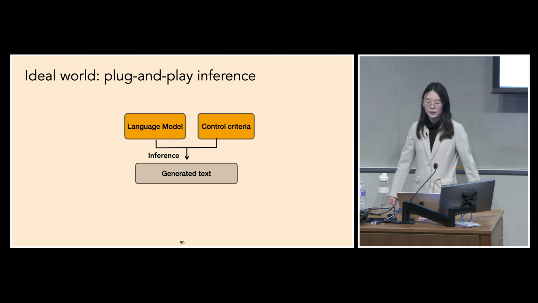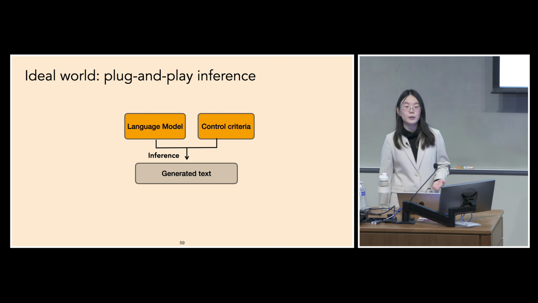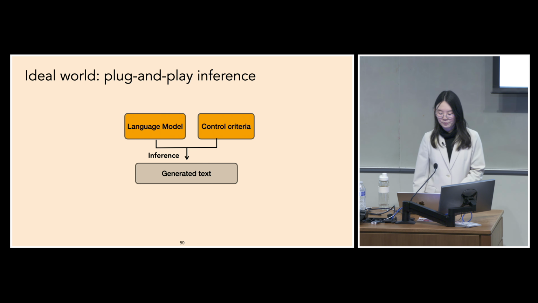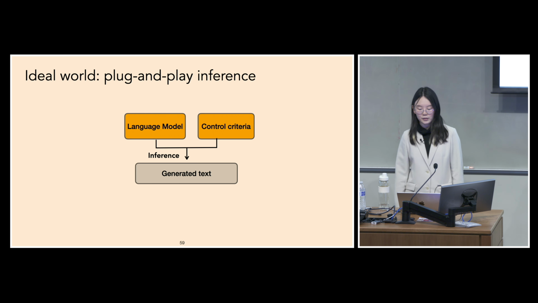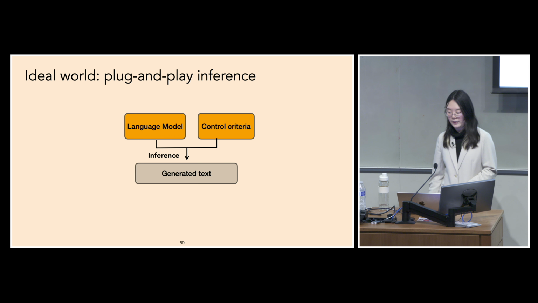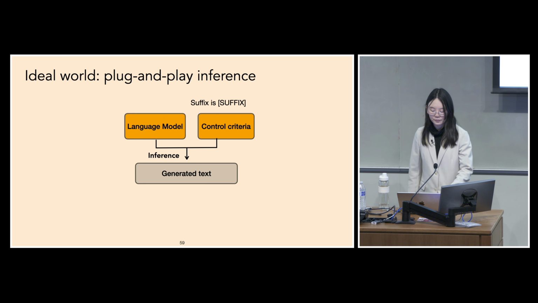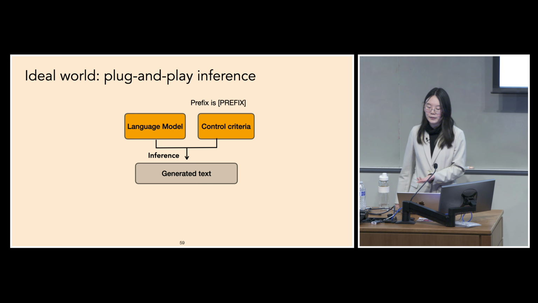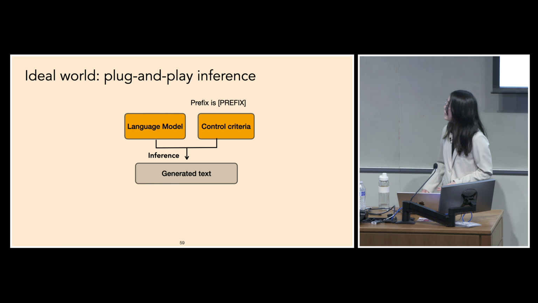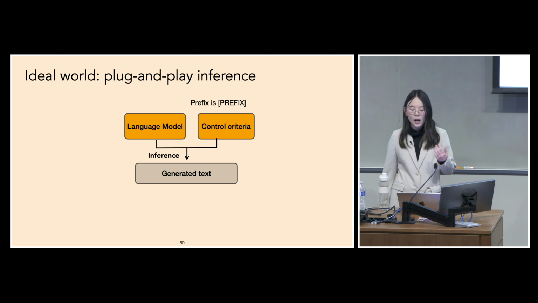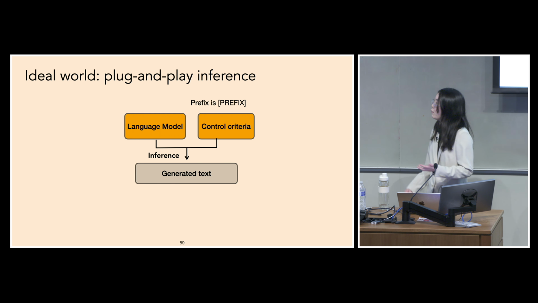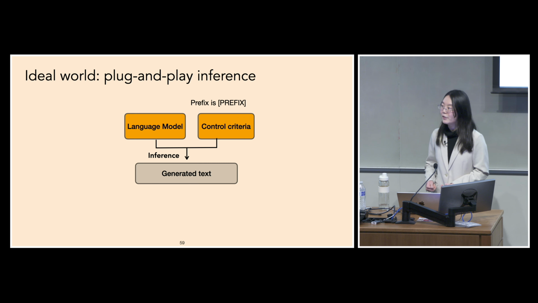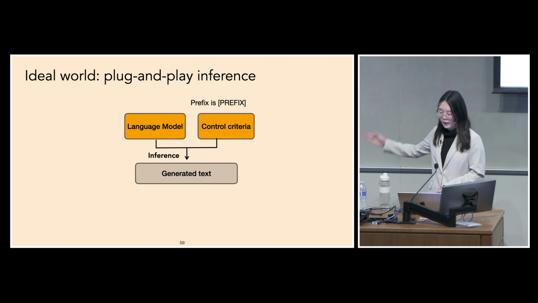So let's imagine a better world where language models could be composed with other components in a plug-and-play way. So we could plug in our language model and plug in some control criteria that we care about. The control criteria could be a lot of things. If we constrain on the suffix, then we have recovered the red teaming setting. If we constrain on the prefix, then we have recovered the regular left-to-right prompting setting. So once we plugged in all the components, we can infer from the combination of them to decode text that satisfies both of them, meaning that the text is fluent under the language model, and it also satisfies the control criteria.